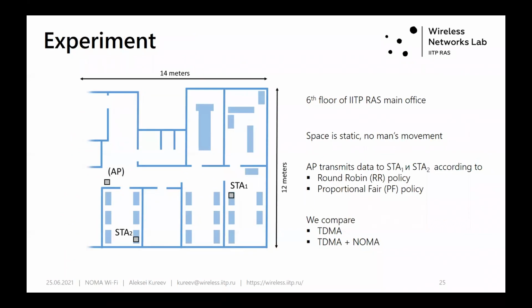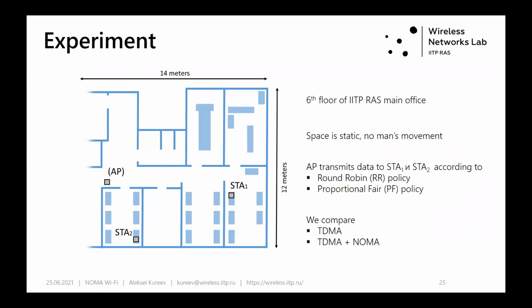And to do so, we consider an experiment. We use the 6th floor of the IITP RAS main office. Our space is static, no movement of people, and we transmit data according to a round-robin policy in original Wi-Fi TDMA, or we use a proportional fair policy to transmit data to STA1 and STA2, and we compare usual TDMA, original TDMA that is used in Wi-Fi, and we consider TDMA plus NOMA.